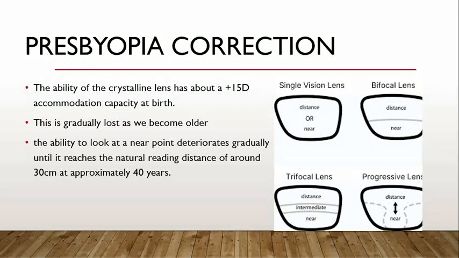Presbyopia correction. As I told you, the crystalline lens, the normal lens, has some refractive power of about 15 diopters, so you can change that much of dioptric power. When we gradually become older, that ability lessens. So generally, a small child can look at something this close, but as you grow up, at 20 the near point is around here, at 30 around here, and at 40 around our working distance.